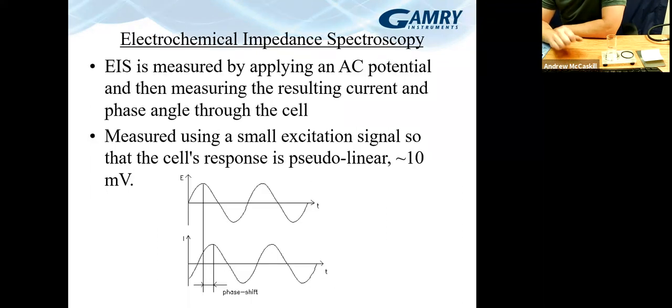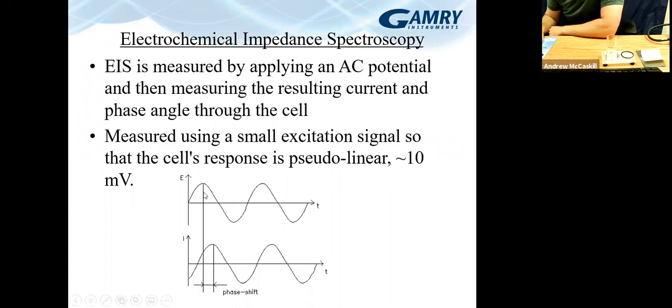Simple as that. The other technique, EIS, what we do there is apply a small perturbation, an AC signal, relative again to the OCP, and we're going to then monitor the resulting current and the phase angle through the cell. We're just going to apply, again, a very small signal relative to OCP, about 10 millivolts, so that the response is pseudo-linear. That's going to make the math easier once again, because we are going to be in a linear region instead of dealing with a non-linear response.